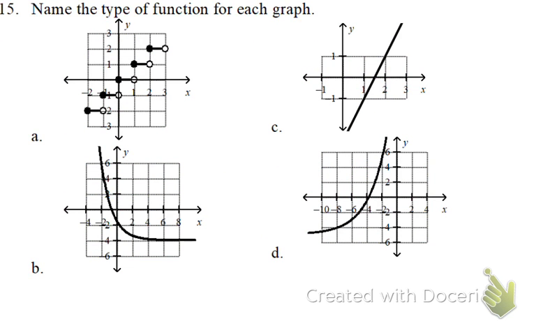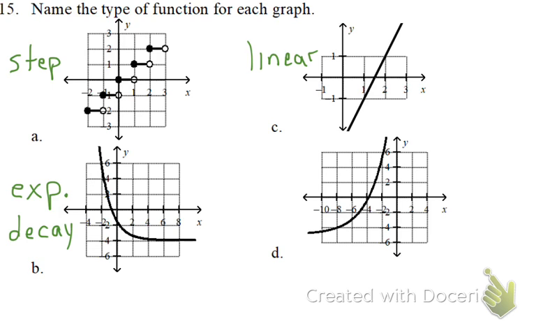Here we want to name each type of function. First one's a step function. Second one is exponential decay. Notice it's going downhill from left to right. Third one is a linear function. Straight line. Notice the word line and the word linear. And then the fourth one is exponential growth. From left to right, it's going uphill exponentially.